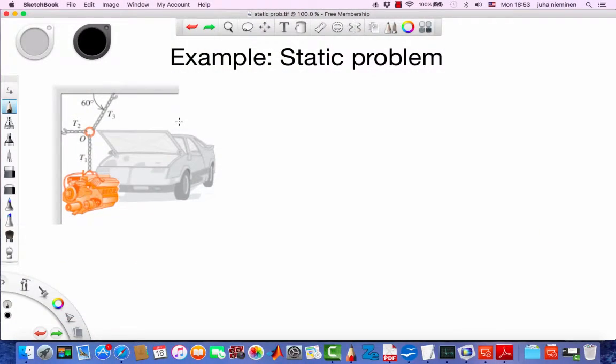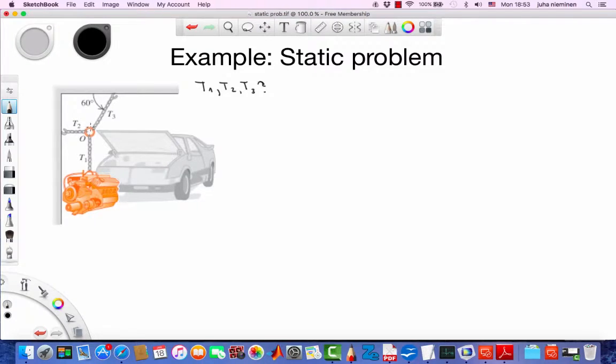Here we have a static problem that can be solved only using Newton's first law. We have an engine that has been hung from the ceiling and the wall, and we would like to calculate the magnitude of all these tension forces, T1, T2 and T3 in these chains.